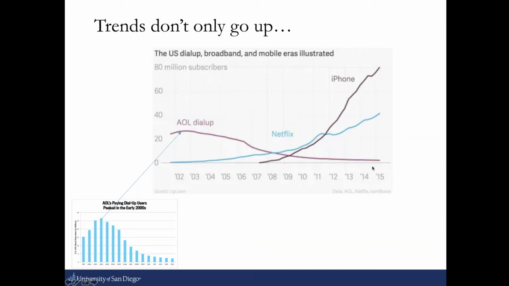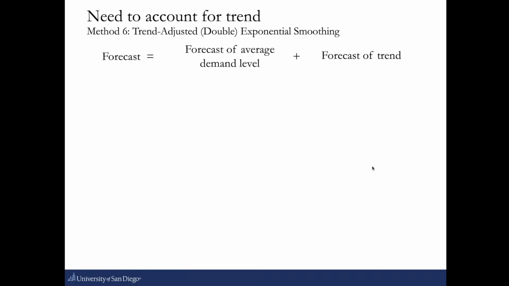So we want models to be able to account for these trends so that we are able to get more consistent and more accurate estimates of demand. Can we do so? Yes. And this is where I introduce to you method 6. This is called the trend adjusted double exponential smoothing. As we'll see later, this is motivated by the fact that we have two exponential smoothing models in the forecast.